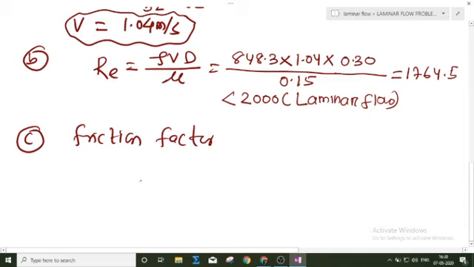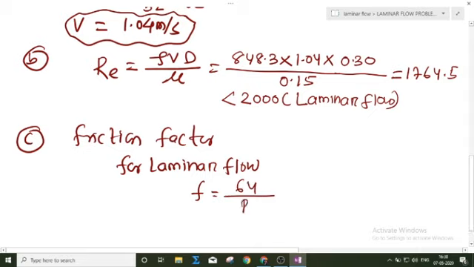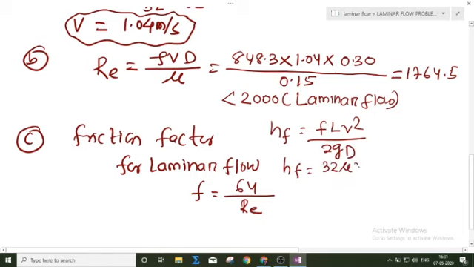In my lecture I told you for laminar flow the friction factor will be equal to 64 by Re. How does it come? Just equate the formula for head loss due to friction in pipe flow, which we have already studied, f L V square by 2 G D, and the Hagen-Poiseuille formula, which is 32 mu V L divided by rho G D square. You equate these two equations.